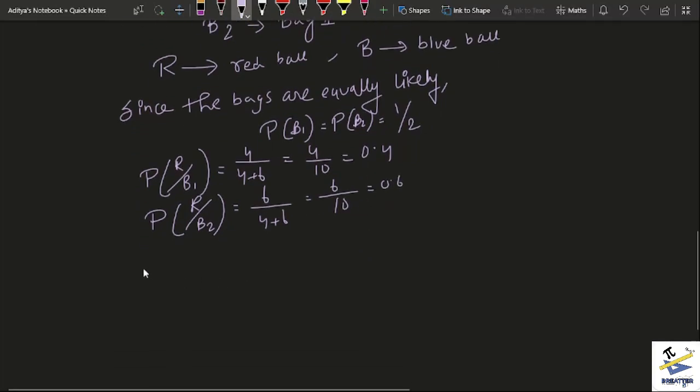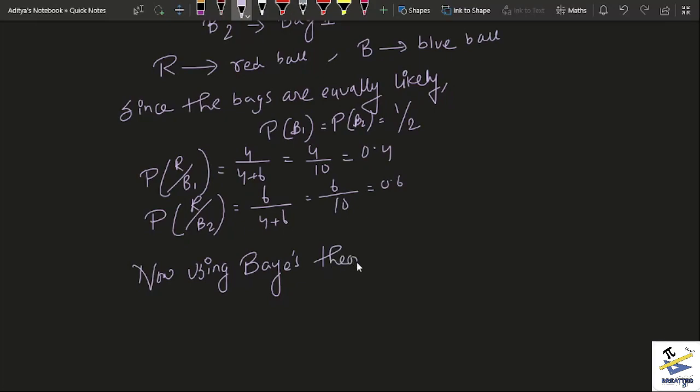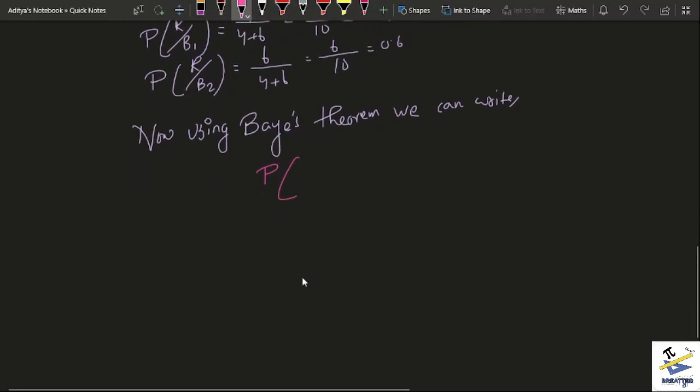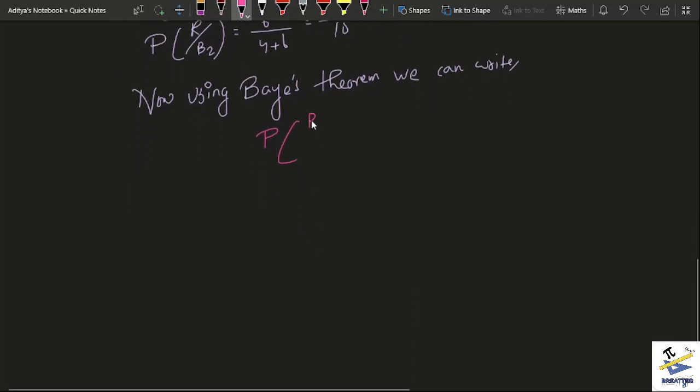Now we can use our formula. Now, using Bayes theorem, we can write, remember that we need to find probability of B1 given R. So a red ball was picked and we need to find the probability it was picked from bag 1. We can write probability of B1 given that a red ball was picked.